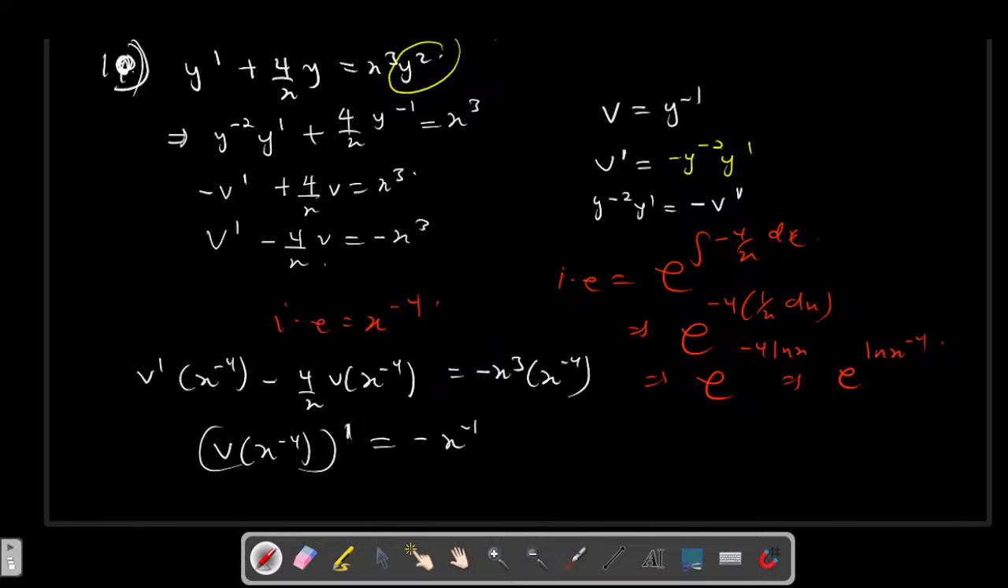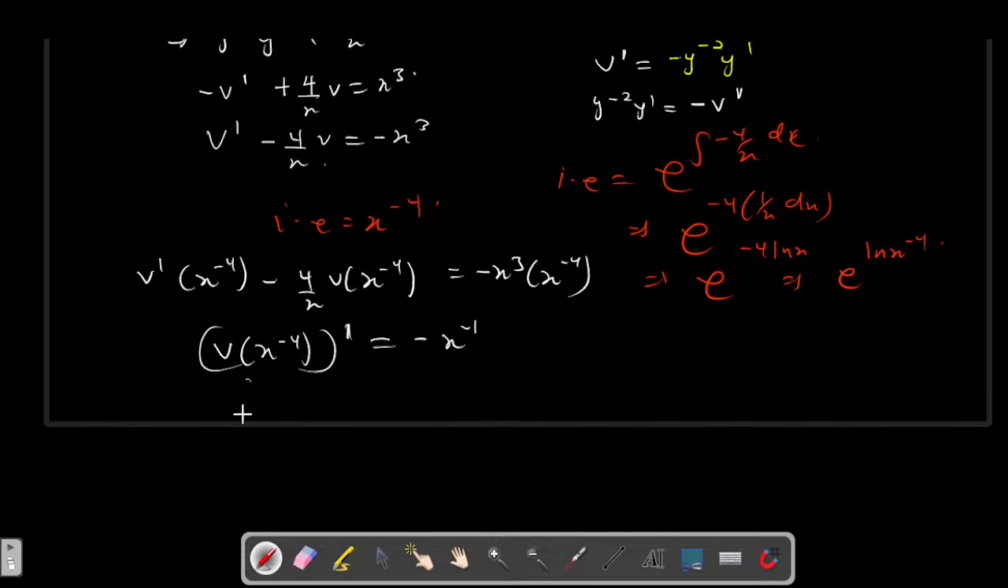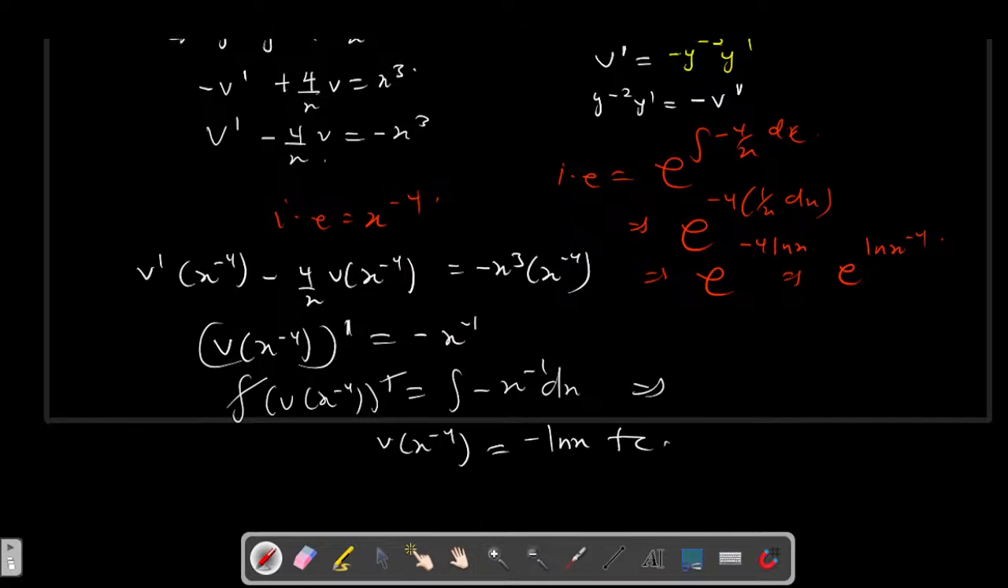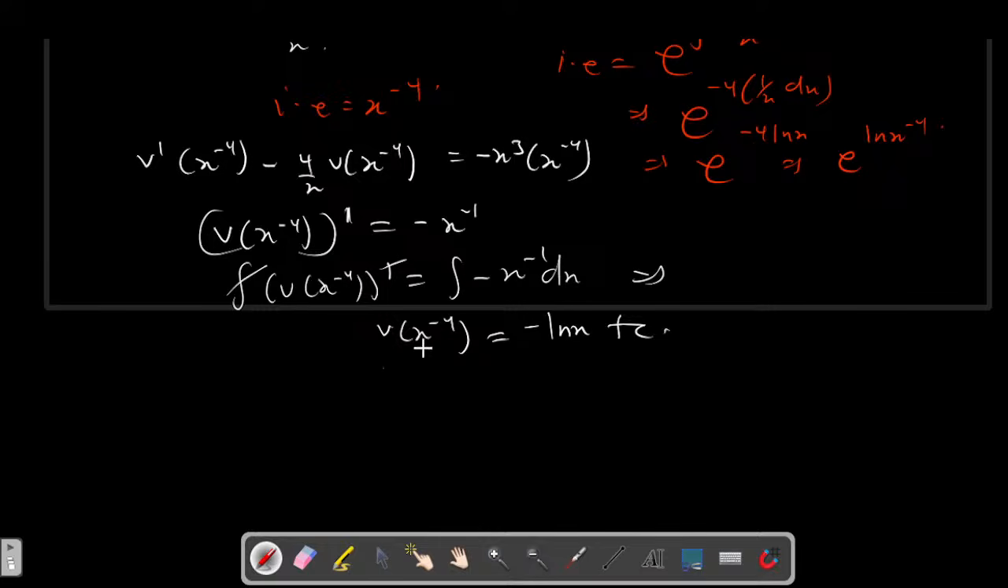Then at this point, I need v. I have to integrate both sides. So integrating, v x to the power negative 4 prime is equal to the integral of negative x to the power negative 1 dx. The integral will cancel the derivative, so I'll have v times x to the power negative 4 is equal to, when I integrate this, you get negative ln x. Please take note, plus c. So at this point, I'll have to get rid of this by multiplying through. So I'm going to get v to be equal to x to the power 4 times negative ln x plus c.